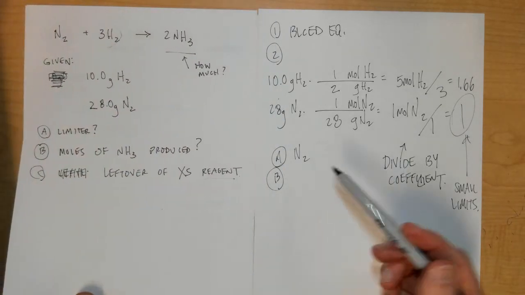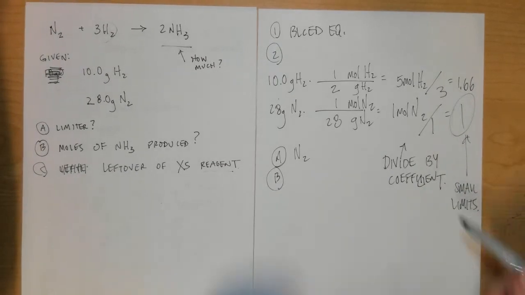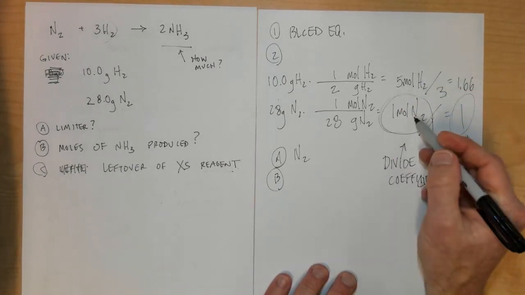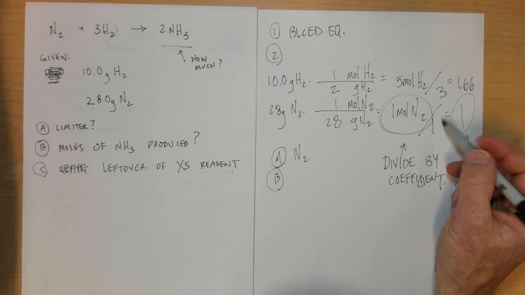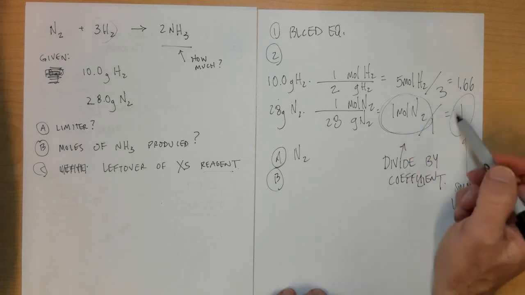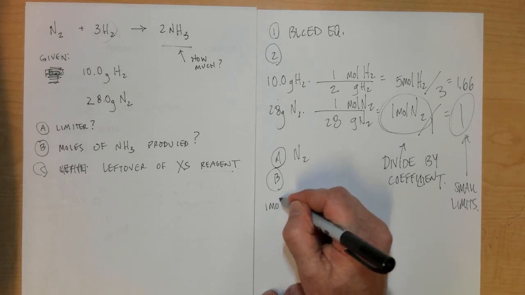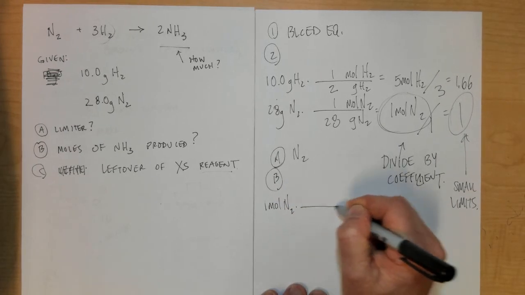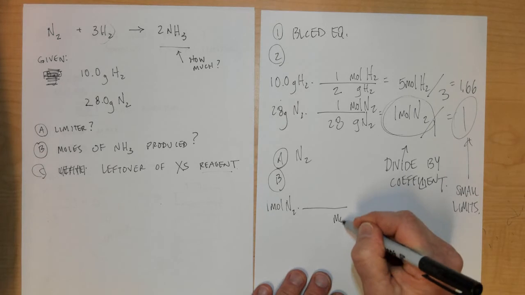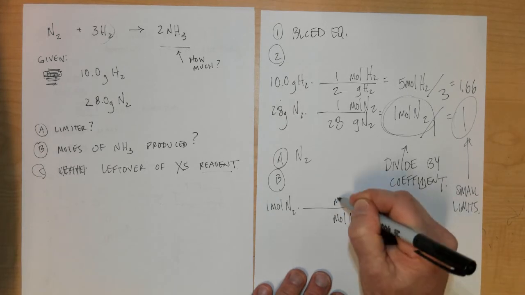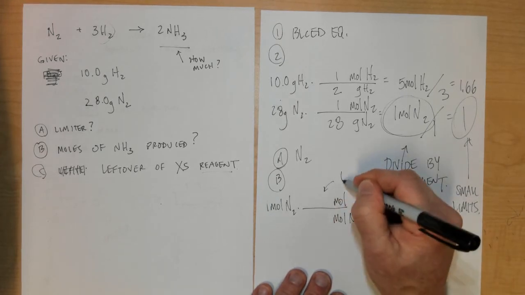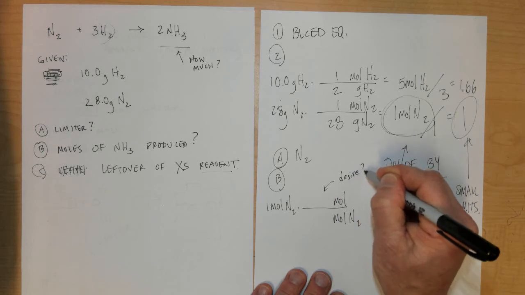Once you've found the limiter, work the rest of the problem based on the number of moles it had before you divided it by the coefficient. Way on the left-hand side, write down 1 mole of N2, put a multiply sign, put a line, put moles of N2 in a position where it's going to cancel, and put moles of your desired unit here on top.